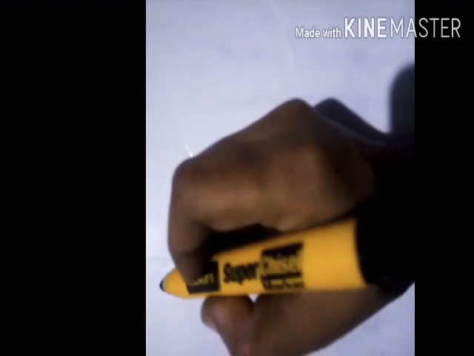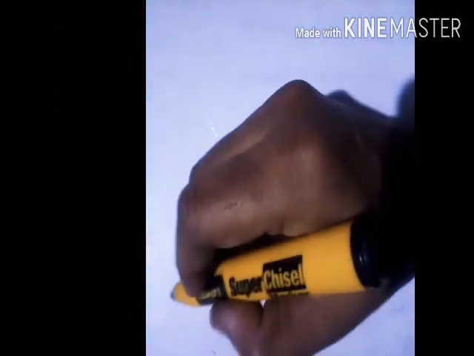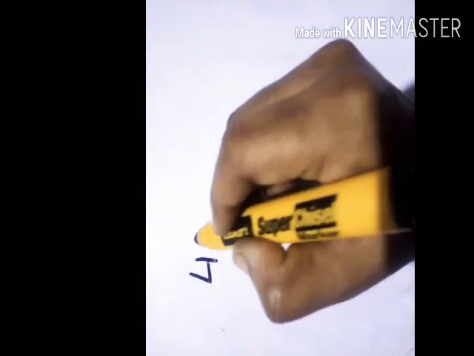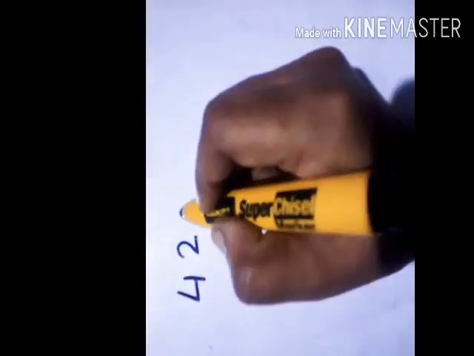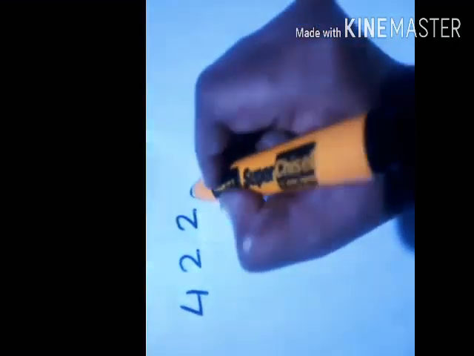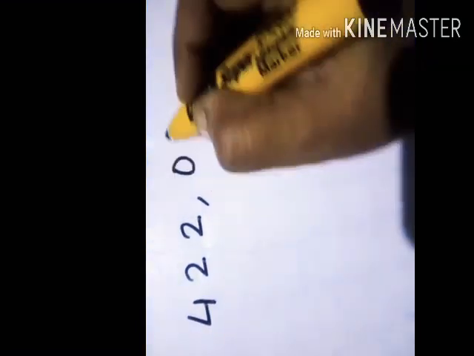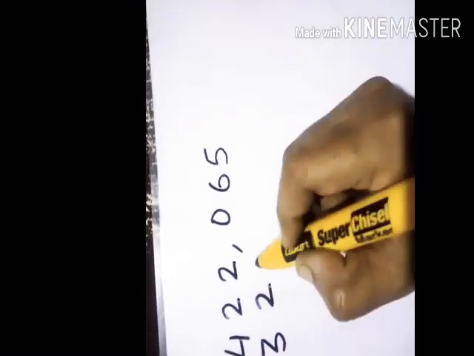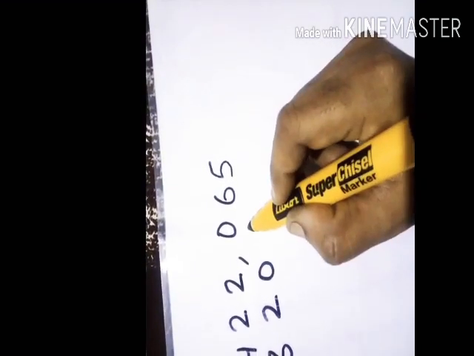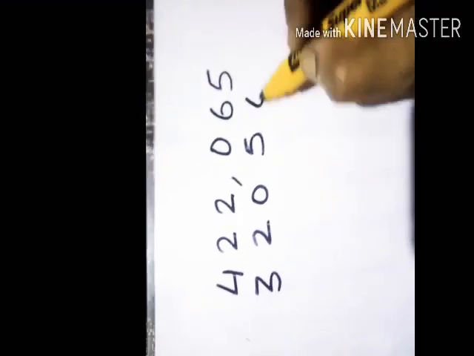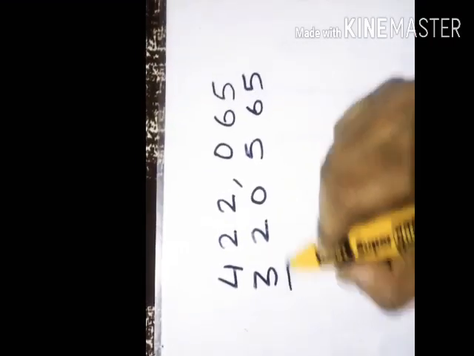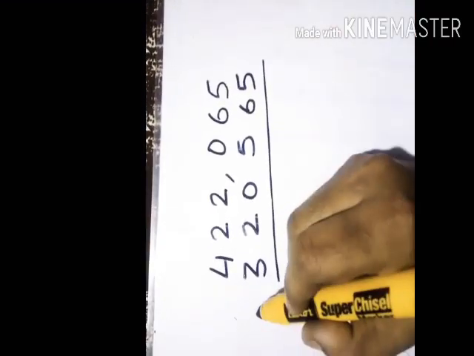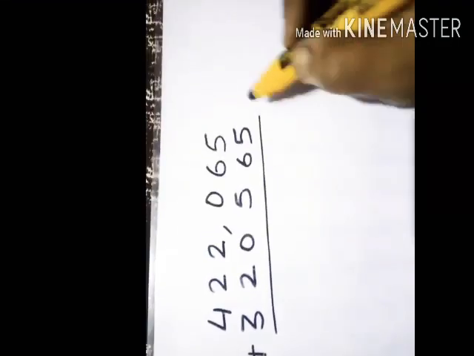For that we have to write the answer first, that is 4 lakh 22,065, and add 3 lakh 20,565. When you add these two, see what you will get.